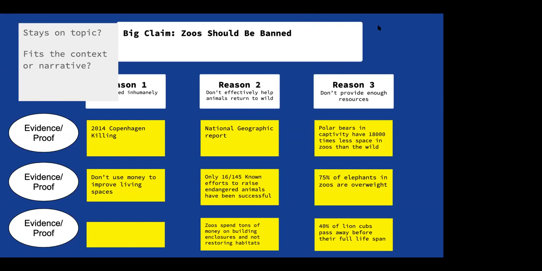For you, reason number 1, where it says zoos breed inhumanely. So when you look at those evidence boxes, we talked about the killing of the giraffe in Copenhagen, and we talked about it using money. It doesn't use the money to improve living spaces. Ms. Brown, you're absolutely correct. It does. Okay, so when we look at reason number 2, when they say absolutely, because killing animals for profit is inhumane.